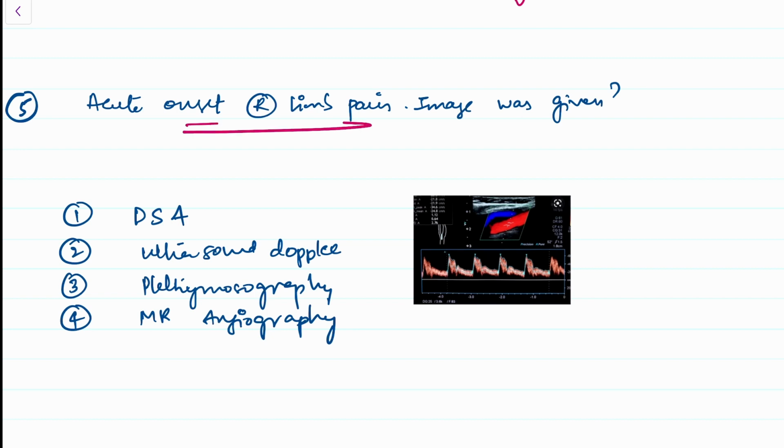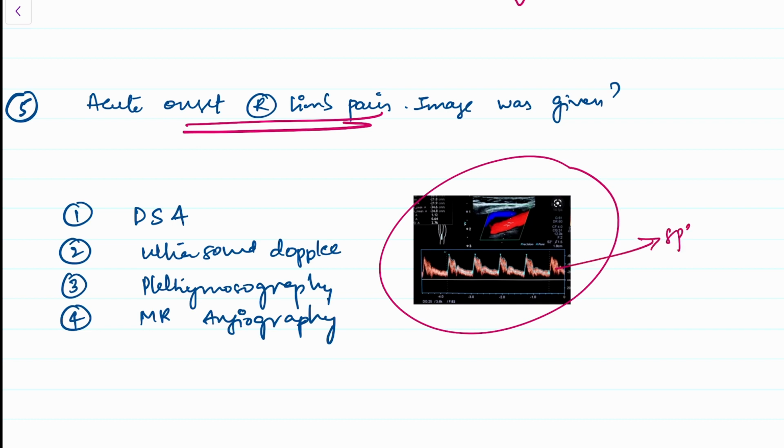Next, acute onset right limb pain, the image given was a Doppler. This is a color Doppler image and this is a spectral Doppler showing biphasic waveforms. So the answer is ultrasound Doppler.